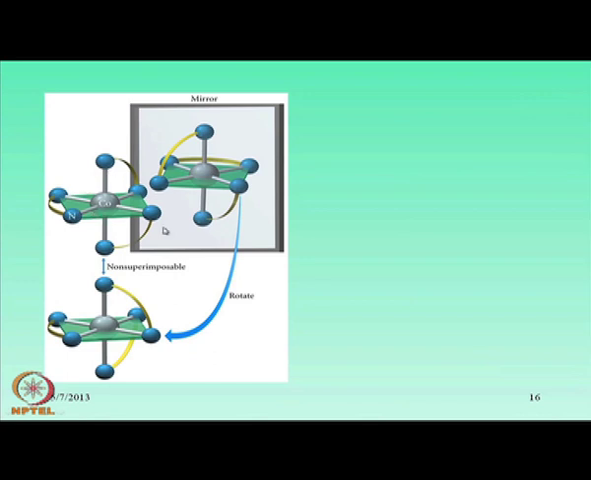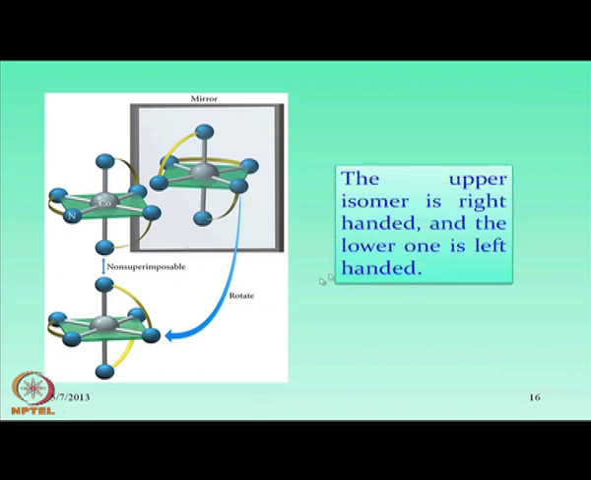So, they are providing us some non-superimposable mirror images. That is why they should be optically active. The upper isomer is right handed and the lower one is left handed. This chelate ring is going from here to here, that means right hand, and here to here is also right hand.